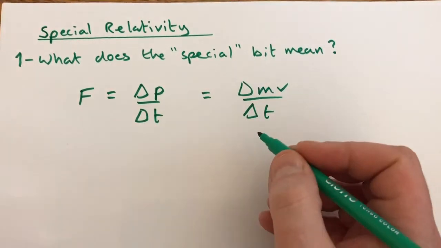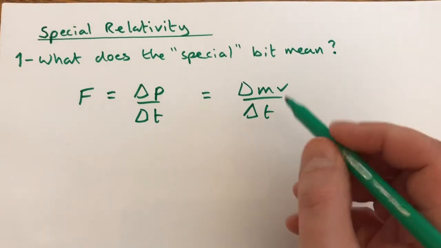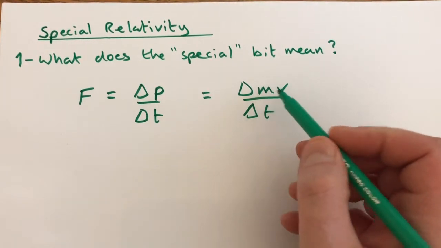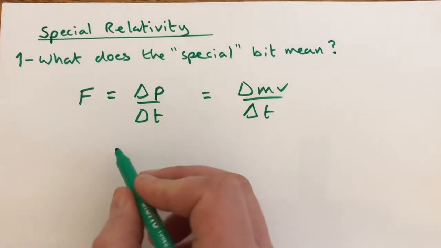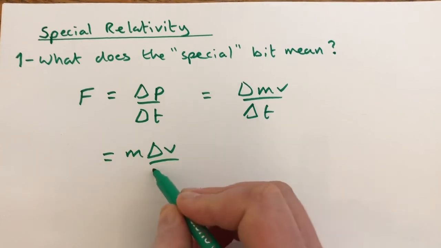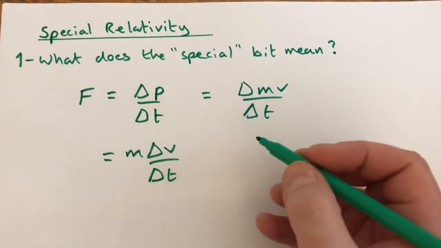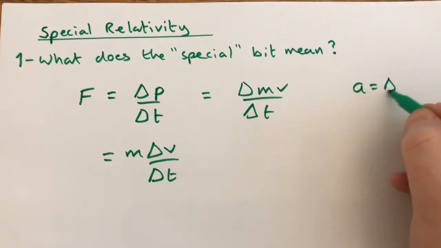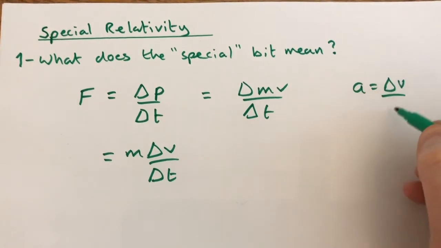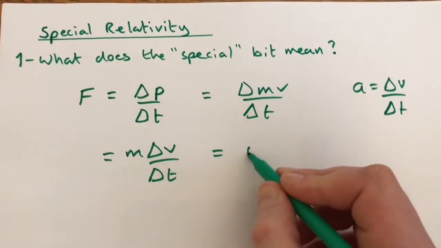And then if we were to say that there is a special situation, if the mass of the object doesn't change, then we can pull mass out towards the front of the delta and end up with delta V by delta T, which we all know is the definition of acceleration. So then we can write F equals ma.